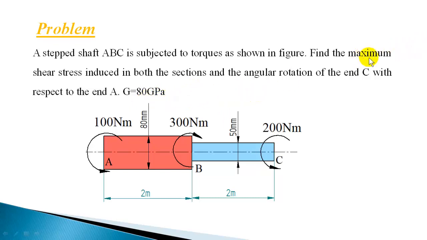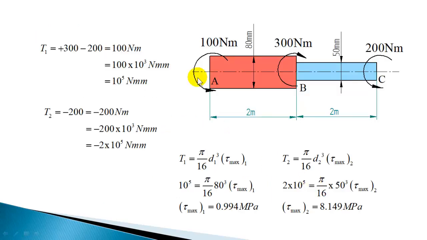Now you have to find out the maximum shear stress induced in both the sections and the angular rotation of the end C with respect to end A. So that is the total angular rotation in the shaft. Now first you have to find out the torque acting in both the sections, and then we can proceed. So we will find out the torque acting in the first section.